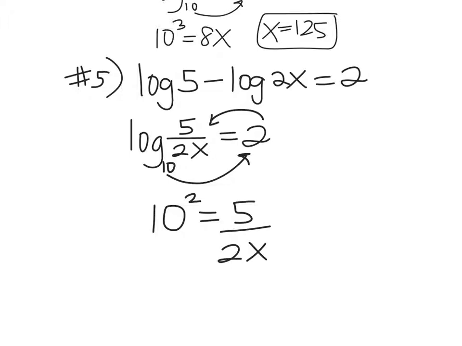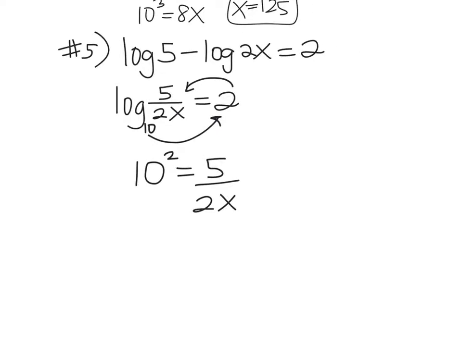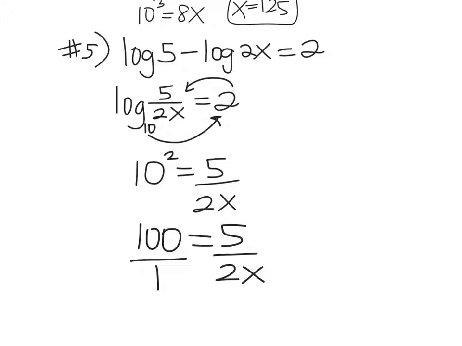Now this is a little bit more complicated of an equation to solve here. So let's see if you remember how to solve something like this. 10 squared is 100 equals 5 over 2x. Do you remember how to solve something like this? Cross multiply, yes. You learned this in, I think, Algebra 1. You can cross multiply there.